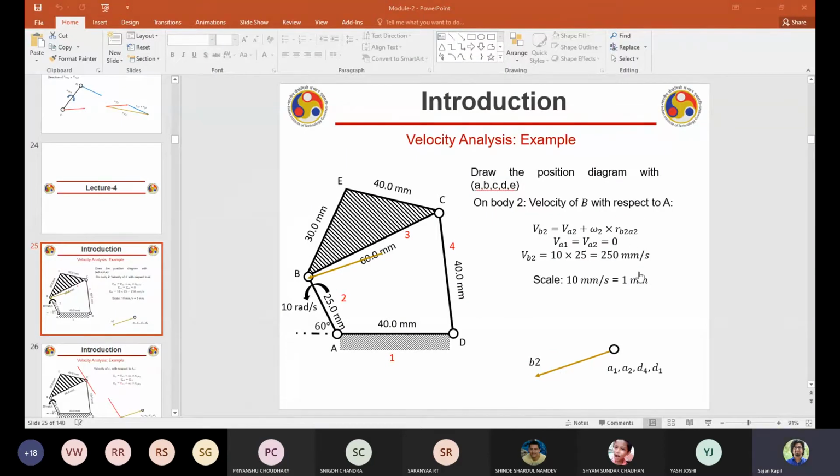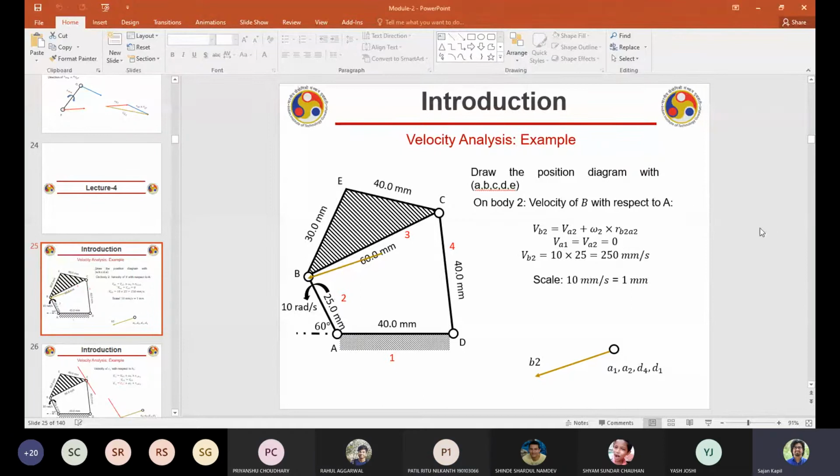You have already drawn, na? Rahul? Yes, sir. No, not SolidWorks. This position diagram was already made, right? Yes. Okay, fine. Let me ask a few more people. Ritu, you have already made the position diagram? Yes, sir. Okay, so fine.